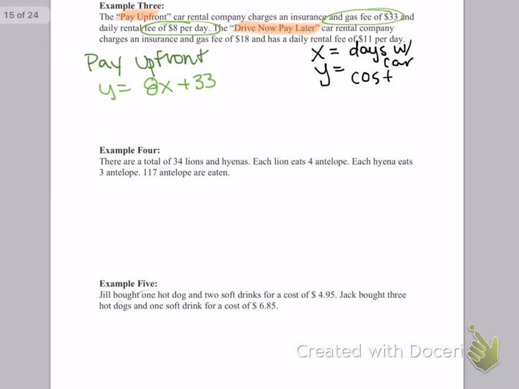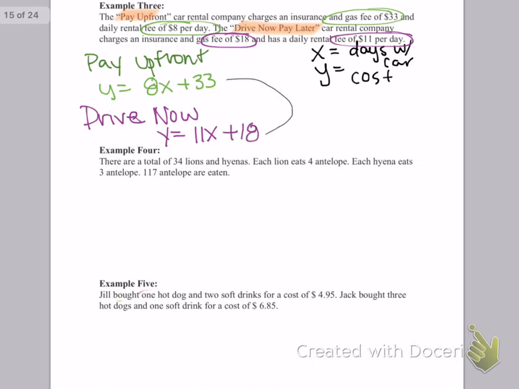The next company, you've got Drive Now. Well, we can see that insurance and gas fee is $18, and it's $11 per day. So, Y equals our per day, remember, that's pairing with your X. So that's 11X plus 18. And these are the 2 systems. That's what's forming your system to be able to solve which one's going to get you that better deal.